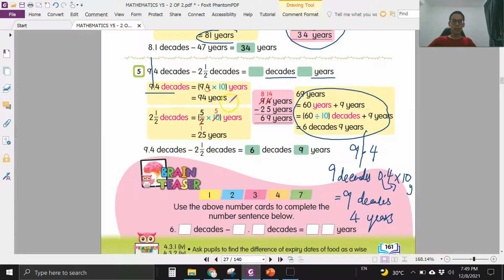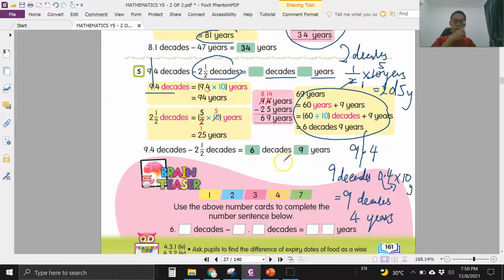Okay. And then this one, I also split it. 2 is 2 decades. 1.5, I times 10 years to change to years. Divide 2, I get 5. So I get 2 decades, 5 years. Now I minus 9 decades, 4 years, minus 2 decades, 5 years.